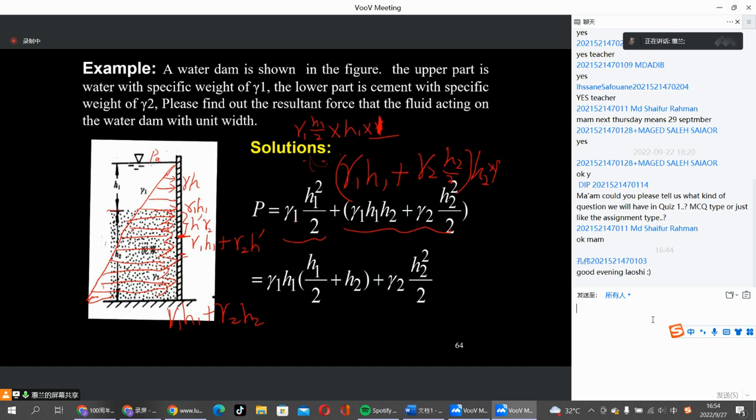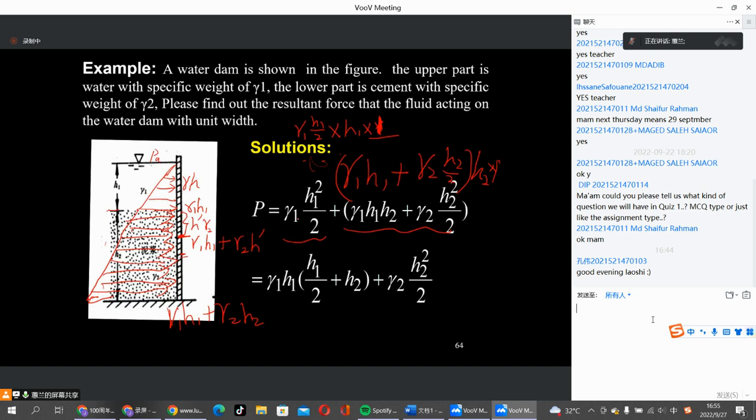However, not only the magnitude of the force, we also want to find the acting point of the resultant force. How to find the resultant force? We use the moment equation, because according to what we have learned before, the moment of the resultant force about any point will be equal to the summation of each element force's moment about the same point, right?